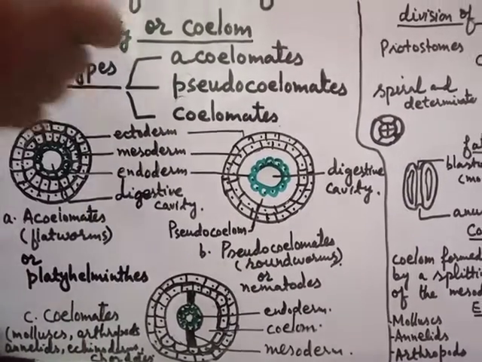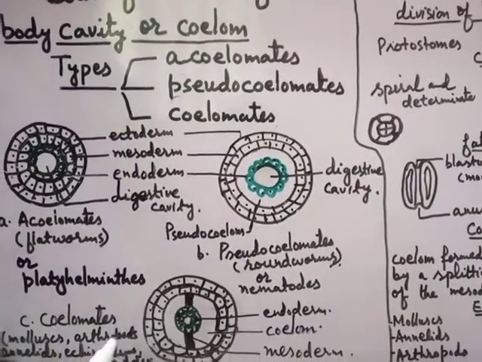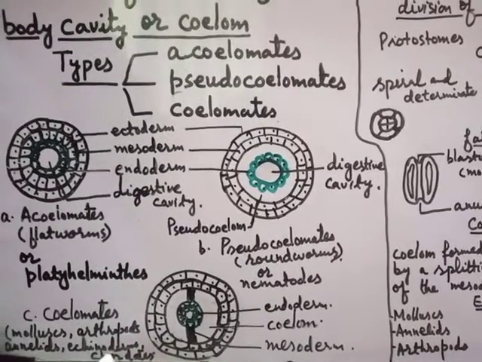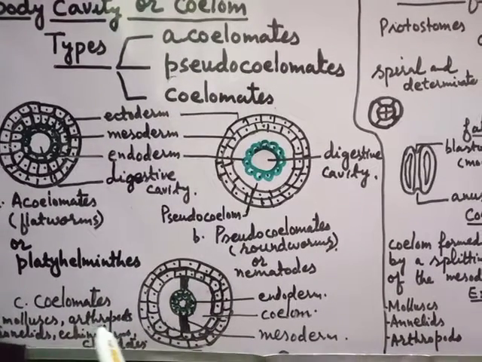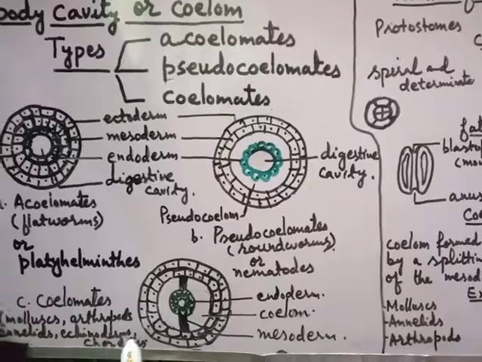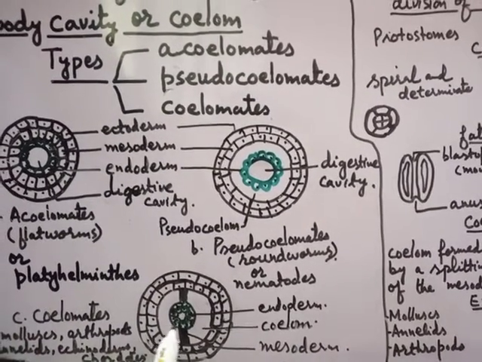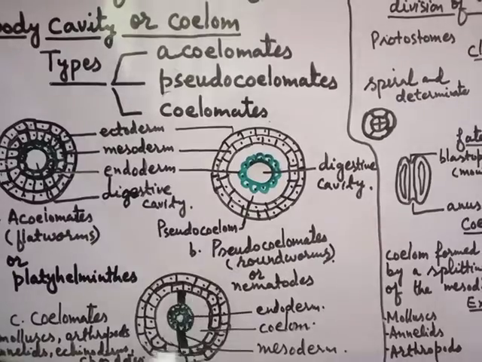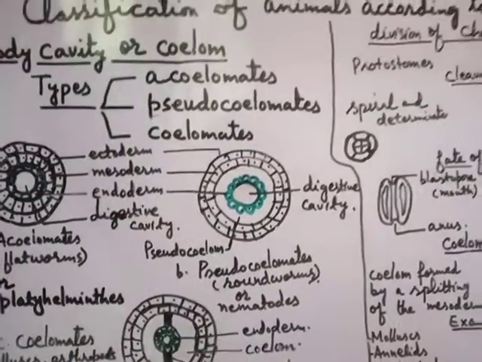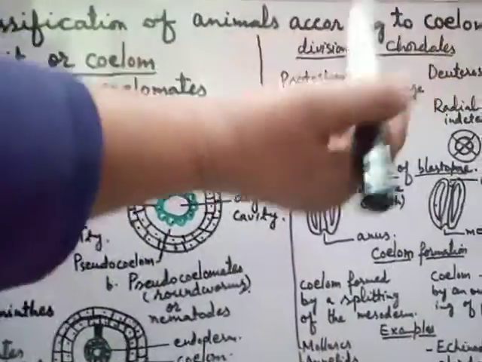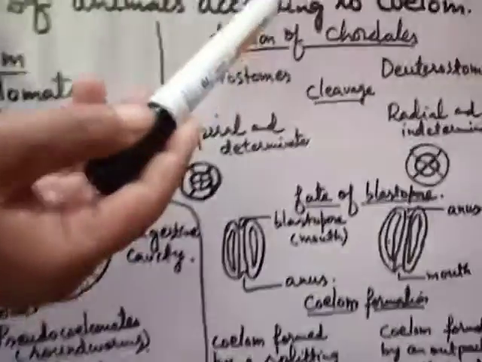And last, chordates, all the animals bearing a true vertebral column and internal skeleton, they are included in this category. So chordates, they are included in coelomates. Now students, we will discuss division of chordates.